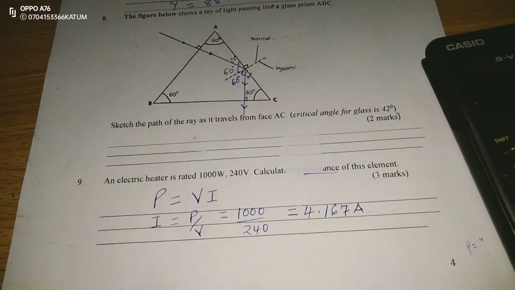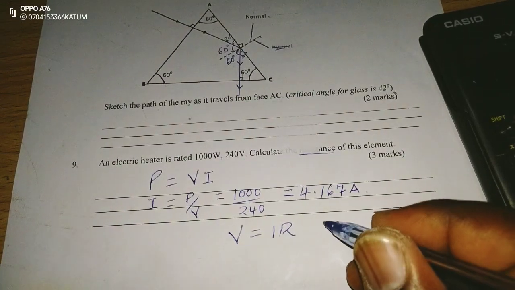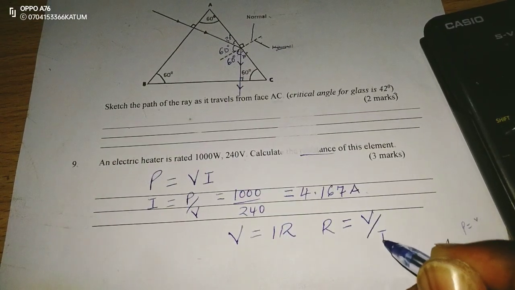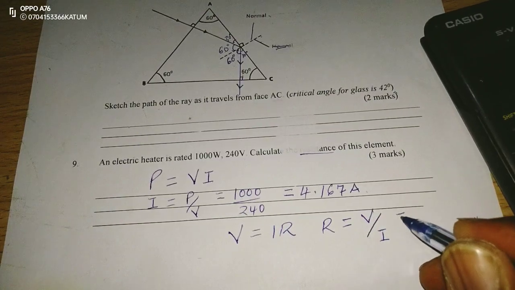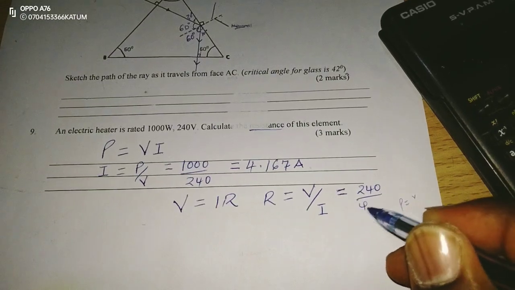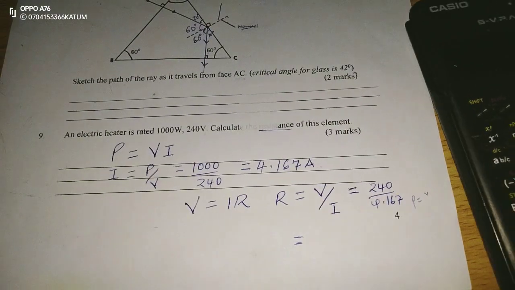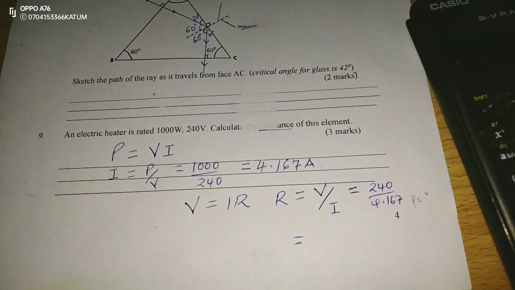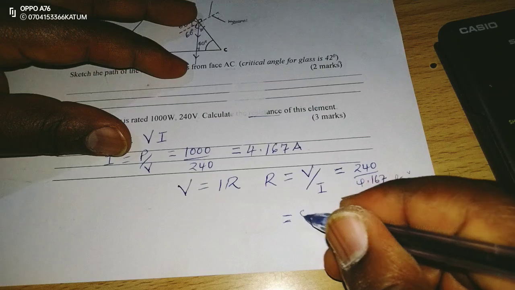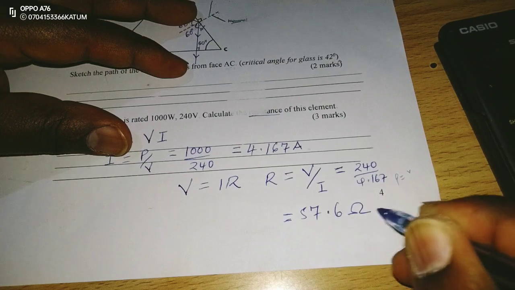But again, we know from Ohm's law that V equals IR. So for us to get resistance R, we need voltage divided by current. Therefore, a voltage of 240 divided by a current of 4.167 gives us exactly 57.6. Because this is resistance, the units will be ohms.